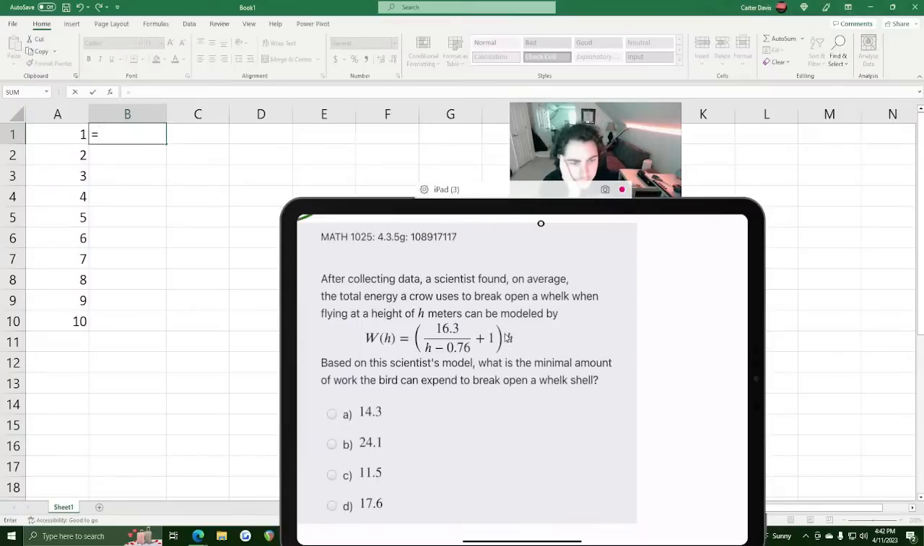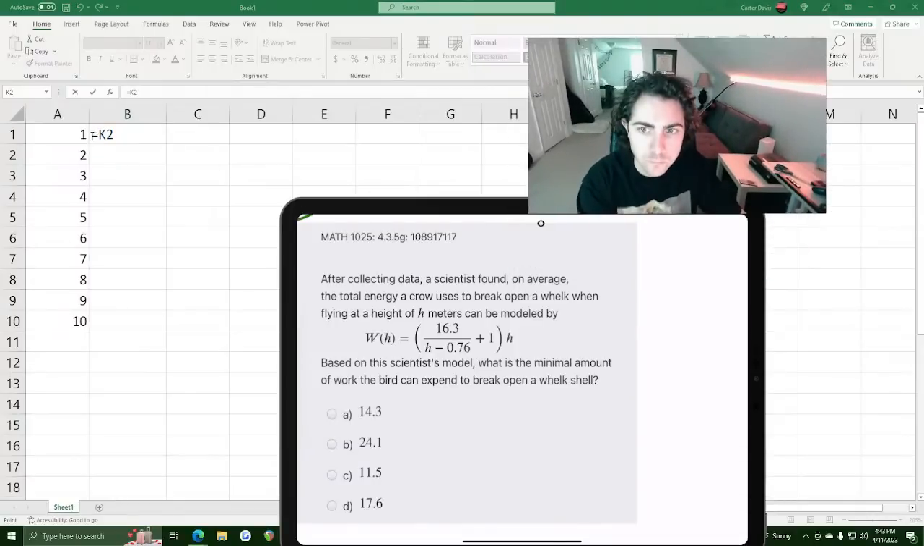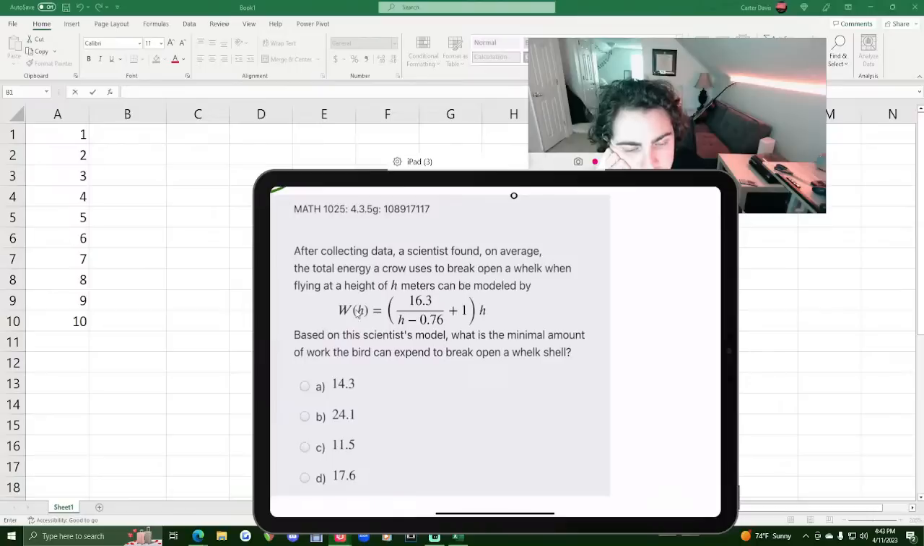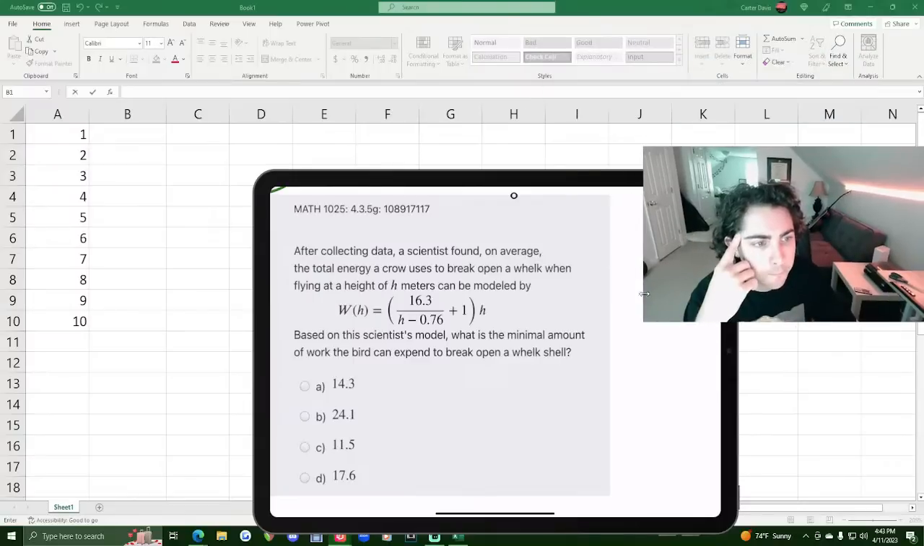And okay, so let me explain this one a little bit. To explain this one, they give us a work equation. The work or the total energy a crow uses to break open a whelk when flying at a height of h meters. Okay, so then they say, what is the minimal amount of work? So we're finding a minimum of this function that they can use to open a whelk shell.